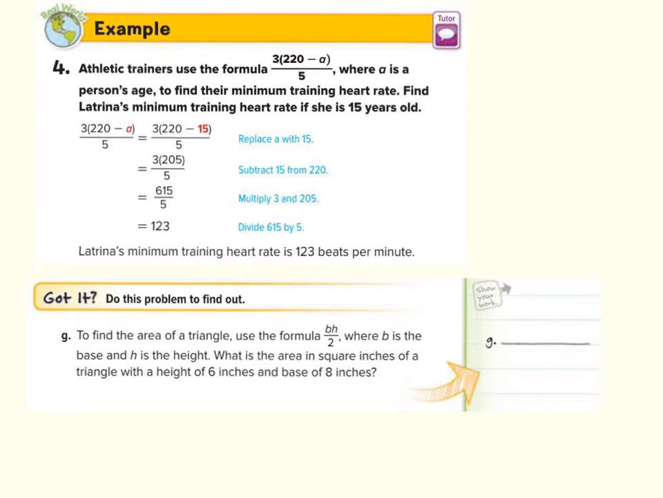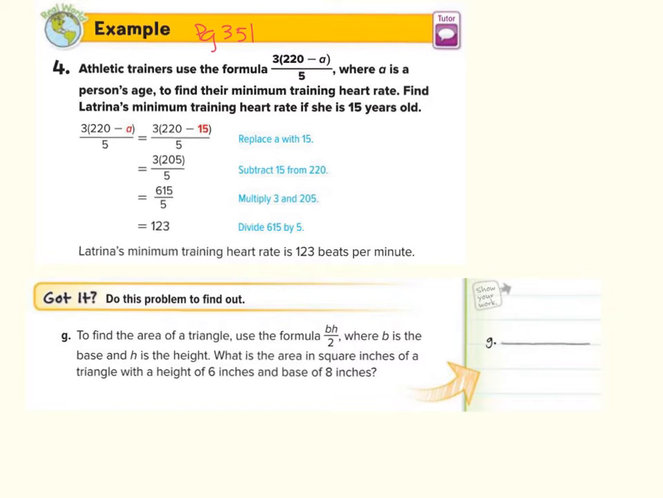On page 351, they show you how to solve a problem when given a formula. Guys, they give you the formula in order to complete these problems. So all you're doing is substituting within the formula the information that they give you.